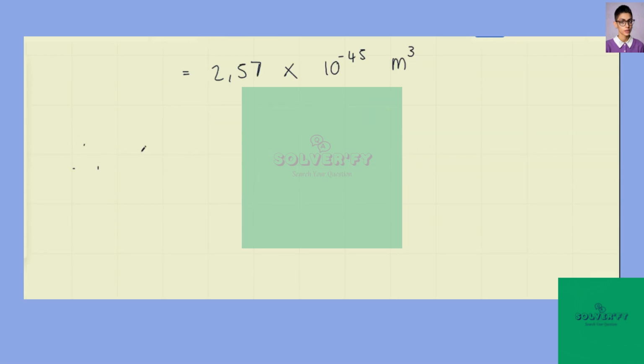And therefore we can calculate the nuclear density. The nuclear density, we'll call it rho n, is the mass of a proton over its volume. The mass of a proton is 1.67 times 10 to the minus 27 kg. Its volume is calculated above as 2.57 times 10 to the minus 45 cubic meters.